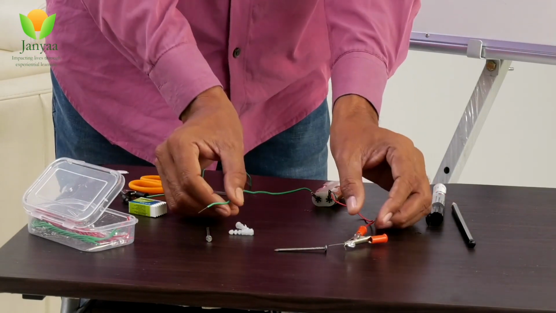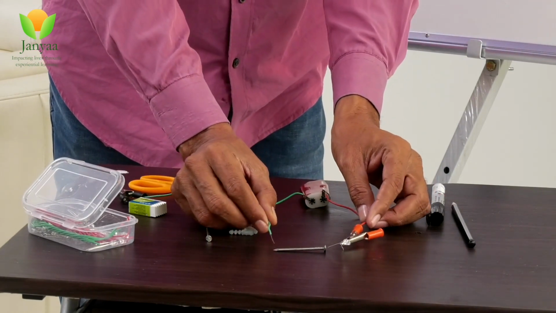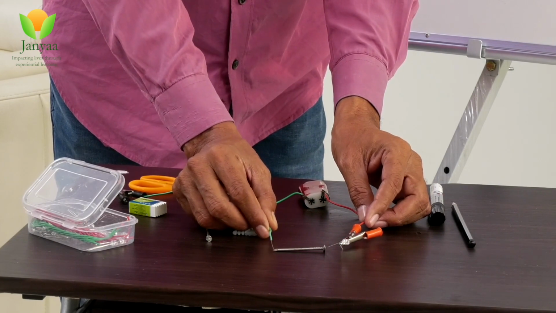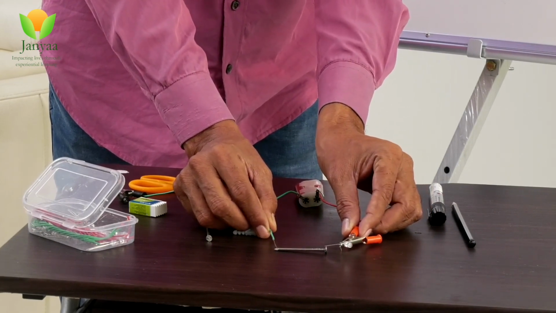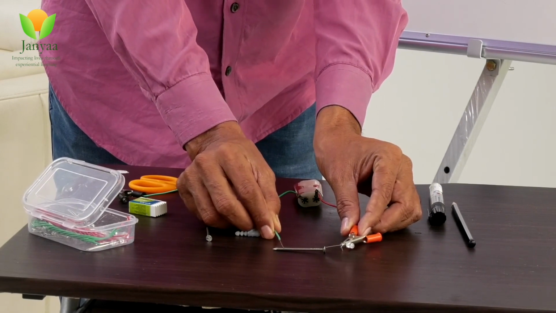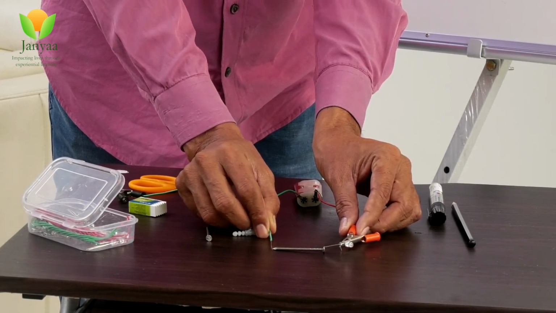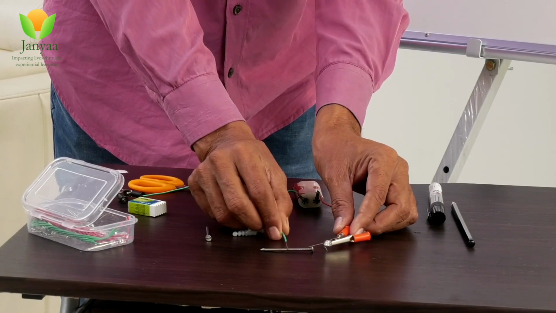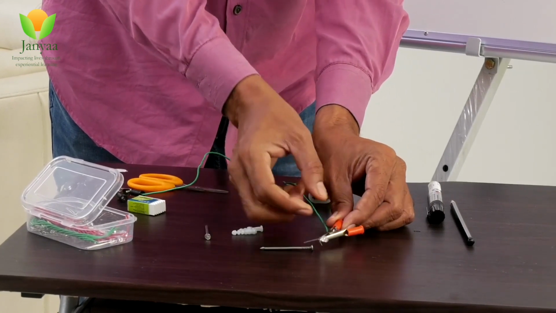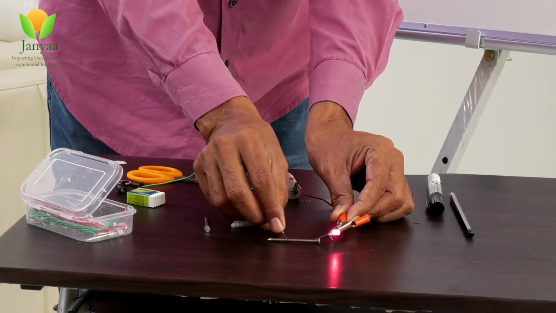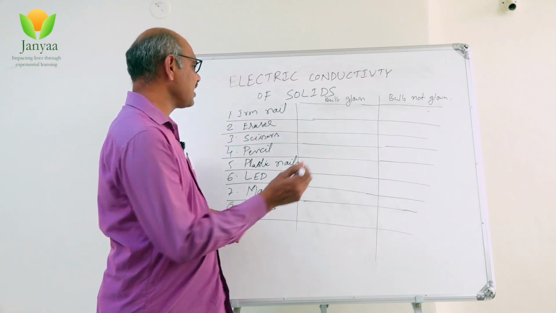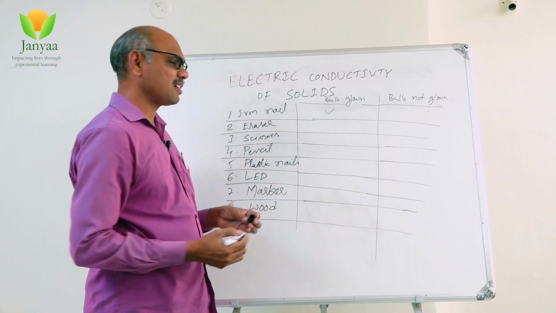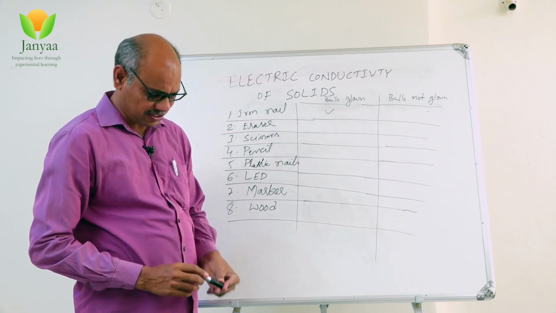So now first I am checking the metal nail, the iron nail. See here, I am touching the two ends. One end of the iron nail to the LED, and the other end to the battery. You can observe the light. That means the iron nail is allowing the current to pass through it. Iron nail is a conductor.